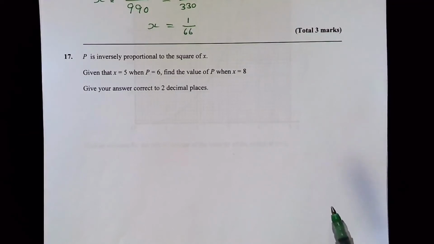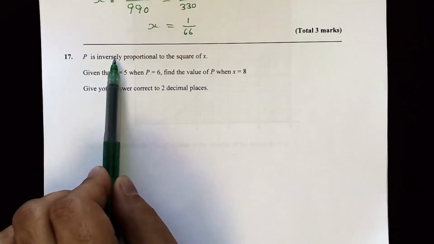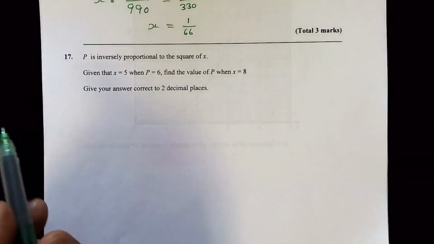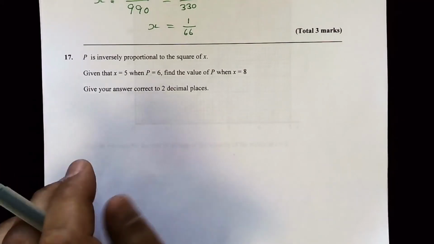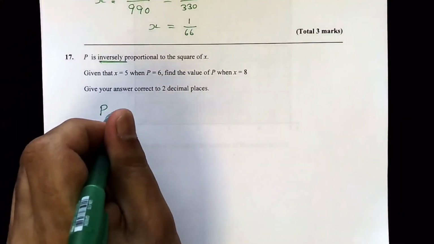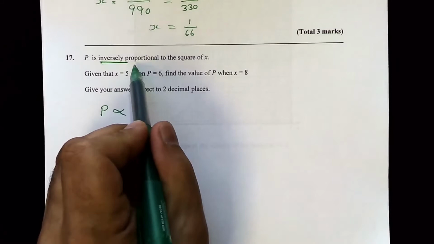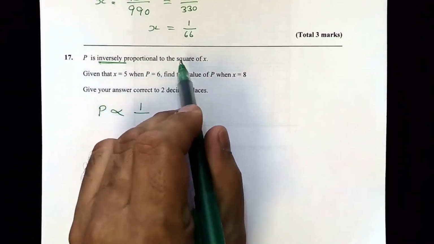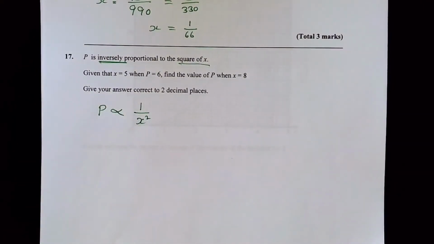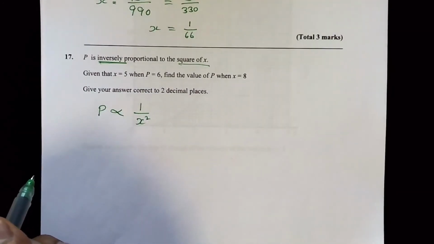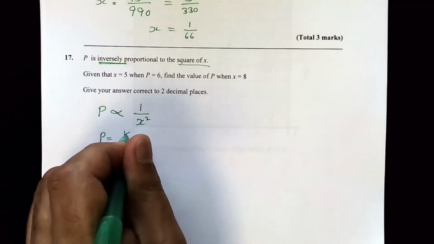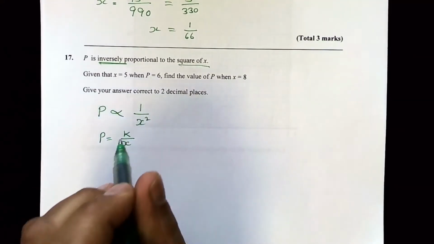So first part of the question, we can use this information. p is inversely proportional to the square of x. So this is looking at proportional directly and indirectly, or inversely proportional. So what that means, p will be proportional to 1 over the square of x, 1 over x squared. And I can then change that proportional symbol to an equals by introducing my constant k. So p is equal to k over x squared.